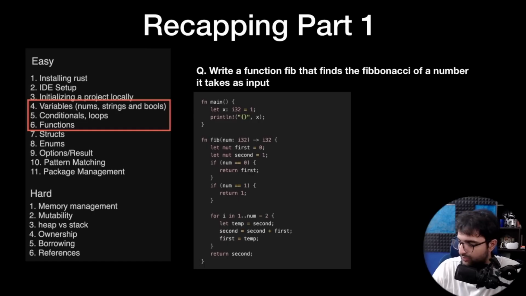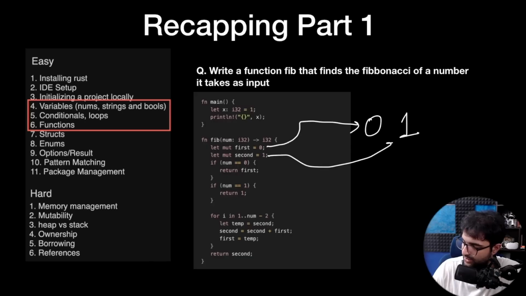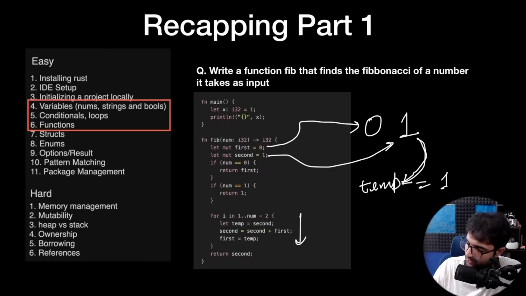Let's dry run this. What will happen in the first iteration? 0 is the first element, 1 is the second element. First contains 0, second contains 1. What are we doing in the first iteration over here? We are saying temp equal to second. So we are creating a new variable called temp. We are storing 1 over here. So temp will be equal to 1.